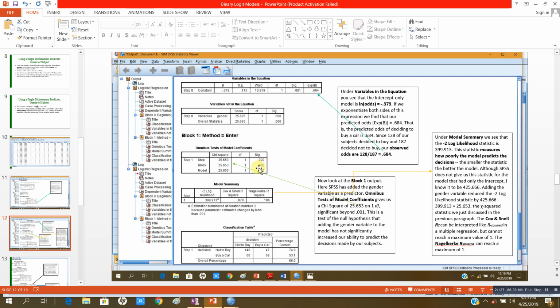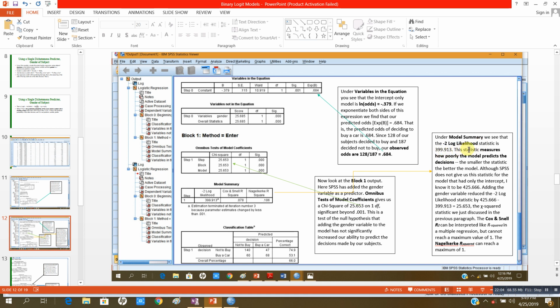Here is the model summary. There is a -2 log likelihood, and that is equal to 399.913. This is Cox and Snell R squared, and this is Nagelkerke R square. And now I will explain this. Here is the explanation of this model summary. Under model summary, we see that the -2 log likelihood statistic is 399.913. This statistic measures how poorly the model predicts the decision. The smaller the statistic, the better the model.